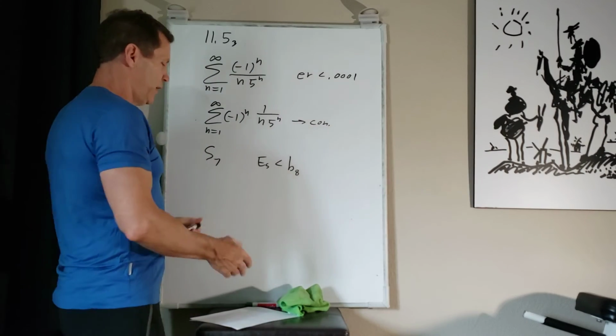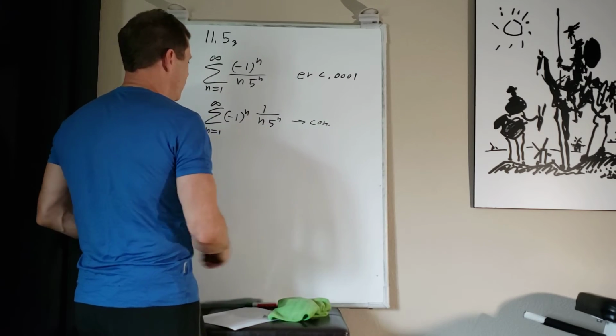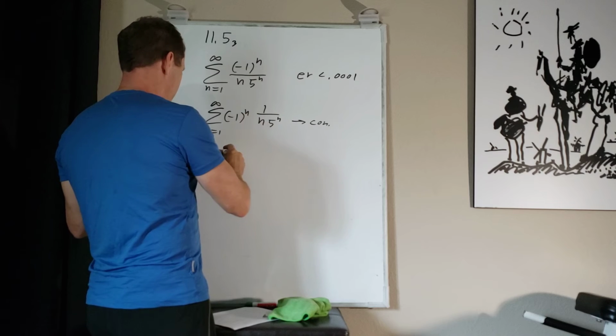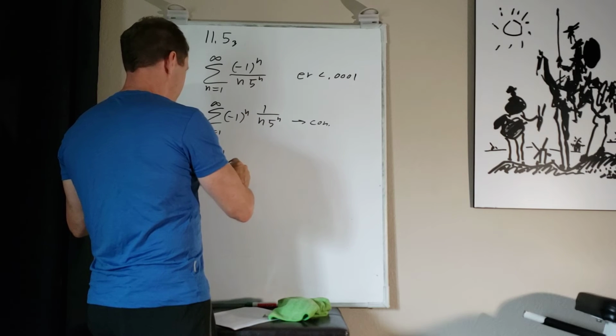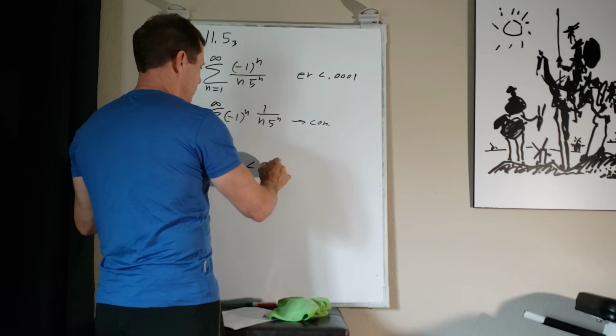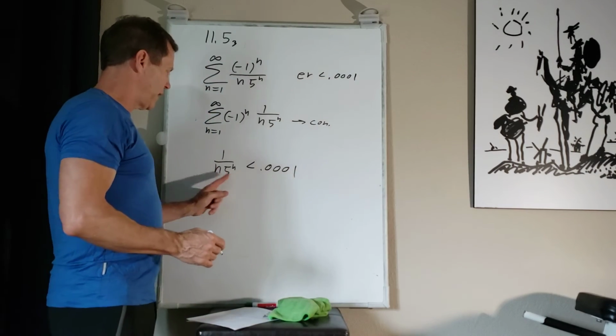Okay, so let's see how big we have to go. What I've got to do is figure out this piece: 1 over n times 5^n. I've got to make that less than 0.0001. So I've got to find an n that makes that happen.